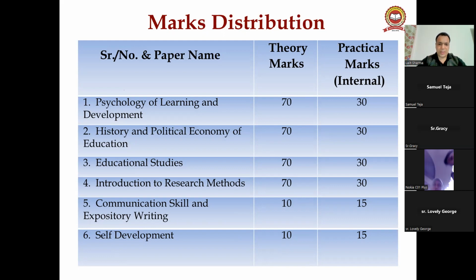and introduction to research methods. The last two papers, which are your practical papers, are simple papers of only 25 marks, right? Even the 25 is split into 10 and 15, right? These 15 marks are given as internal marks by the college or university, so it is also beneficial for you. Only 10 marks are given by the external examiner, who will come and take the viva.